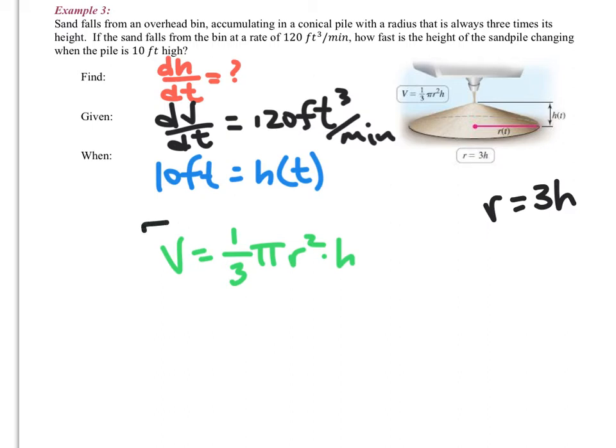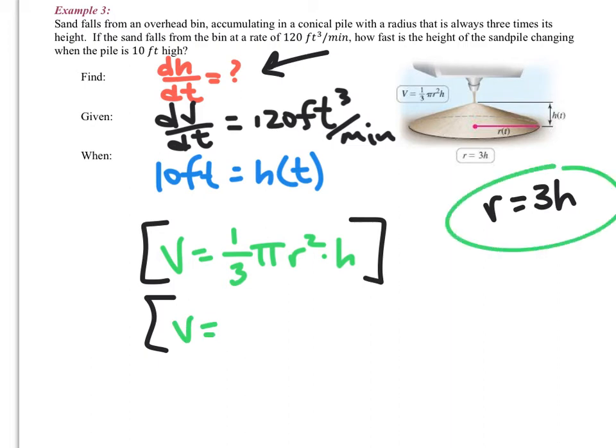So the equation for the volume of a cone is given here. What we're going to want to do is most likely just to get this in terms of one variable, which would make things a lot easier, especially since we're trying to find the change in height with respect to time. So before I differentiate, I'm going to rewrite the equation using a substitution for r, calling it 3h. So this would be 1/3 pi times (3h), that's the radius squared, times h.